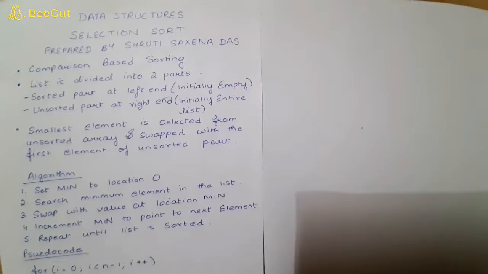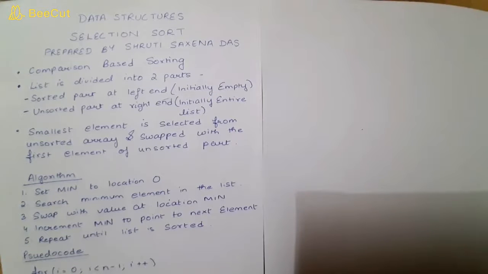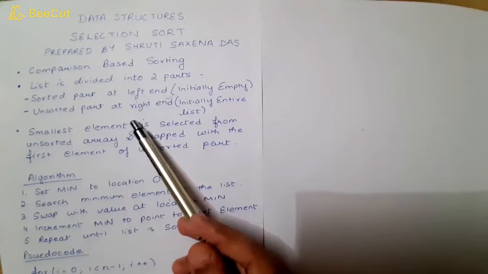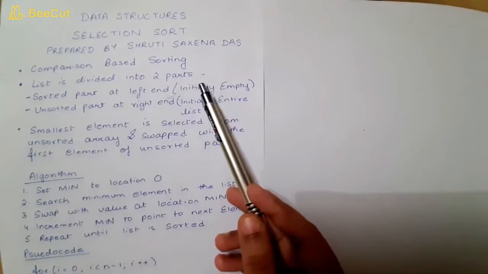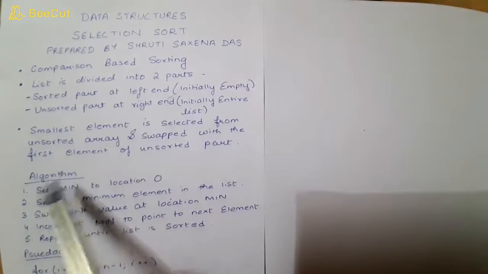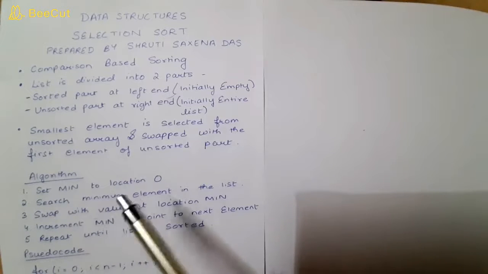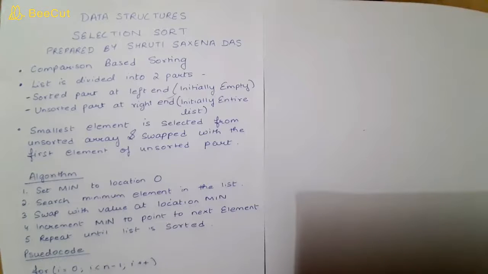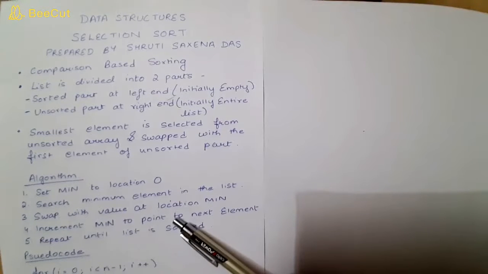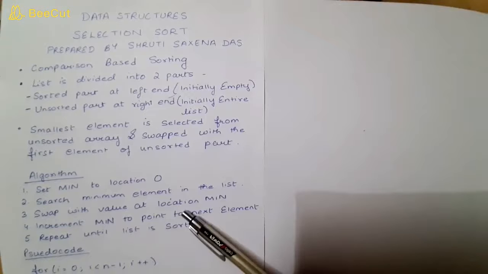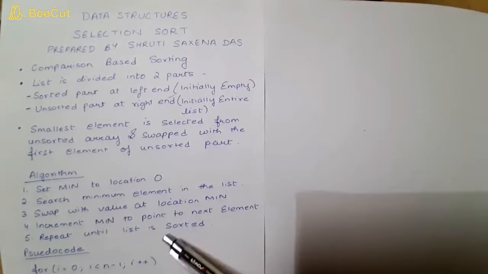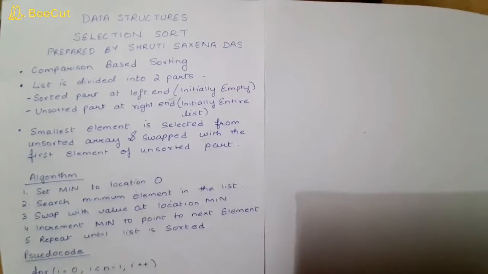What we have to do: first thing is we need to divide it into two parts. The first part will be the sorted part on the left and the unsorted part on the right. Initially the sorted part will be empty and the unsorted part will contain the entire list of elements. Now in each iteration we need to find the smallest element in the unsorted list, and we need to swap it with the first element of the unsorted list. We'll see this with the help of an example.